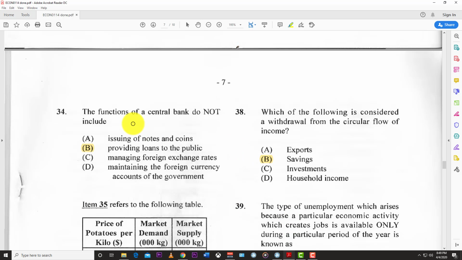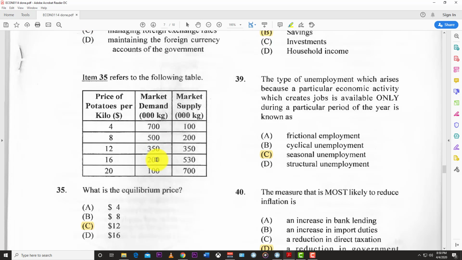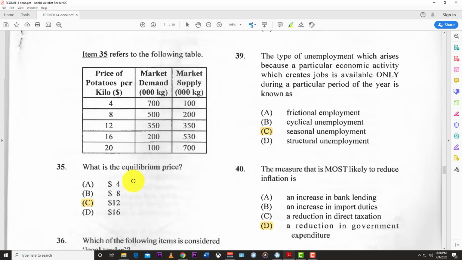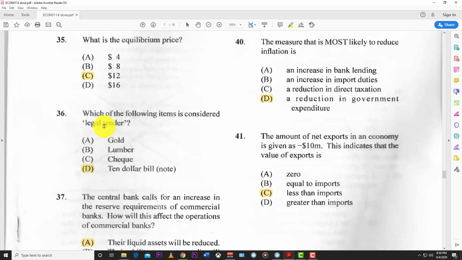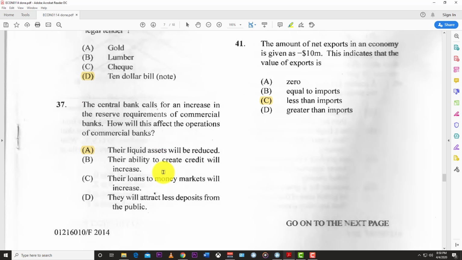34. Which of the following functions does the central bank not include? The best answer is providing loans to the public. That's for the commercial banks. 35 refers to this table right here. What is the equilibrium price? Just like the one before. Supply and demand meet at 12, so that's $12. Number 36. Which of the following items is considered legal tender? The best answer is the $10 bill.